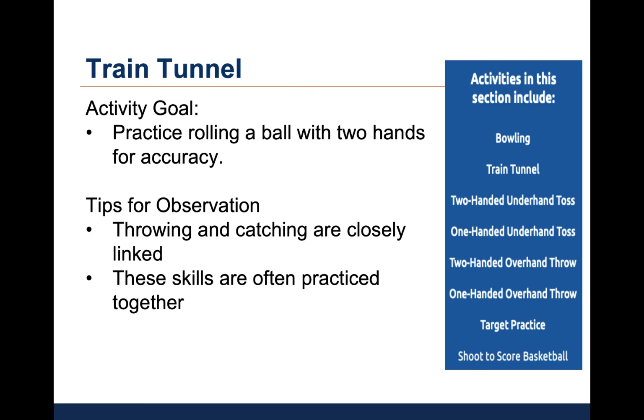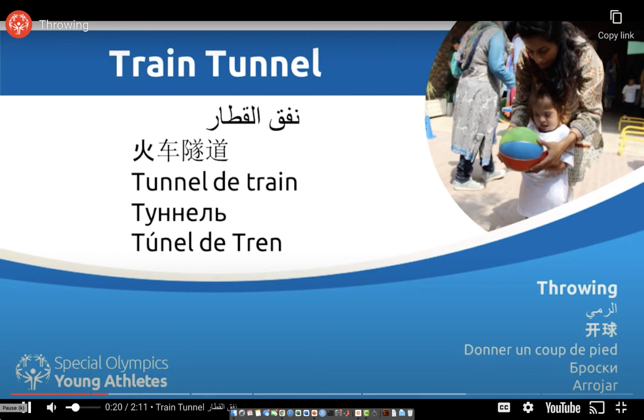The second activity is called train tunnel. The goal is to practice rolling the ball for accuracy with two hands. For this activity, the children will stand in a line with their legs spread apart to make a tunnel. One child will face the line and will roll the ball through the tunnel. The ball will not likely make it all the way through the tunnel. The child closest to the ball will pick up the ball and continue to roll the ball through the tunnel. Let's watch a video of children participating in this activity.